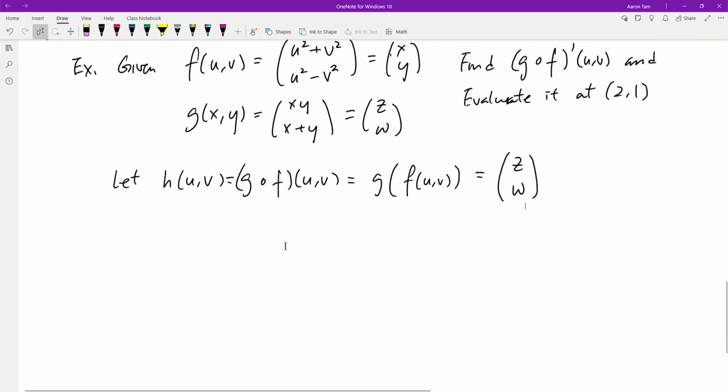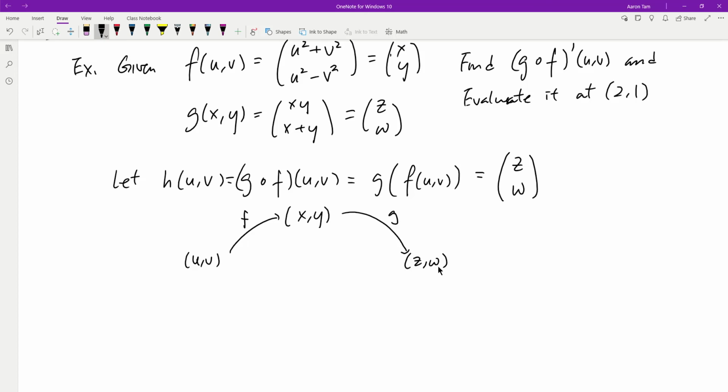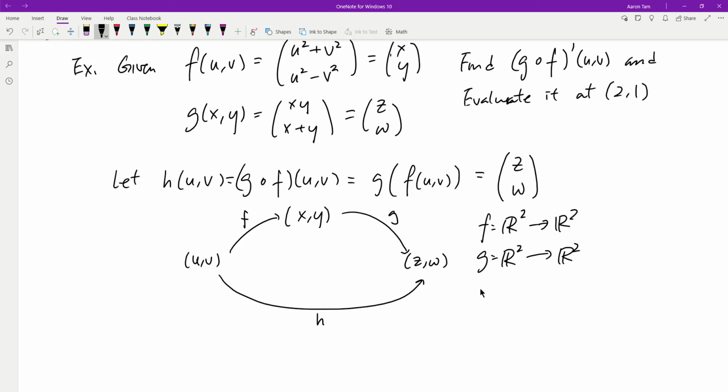So if you think about the way they work, the vector uv would change by f into the vector xy, and then change by the function g into the vector zw. They're all in R2, while the function h directly links uv and zw. So in this case, f maps from R2 to R2, g also maps from R2 to R2, and h also maps from R2 to R2.